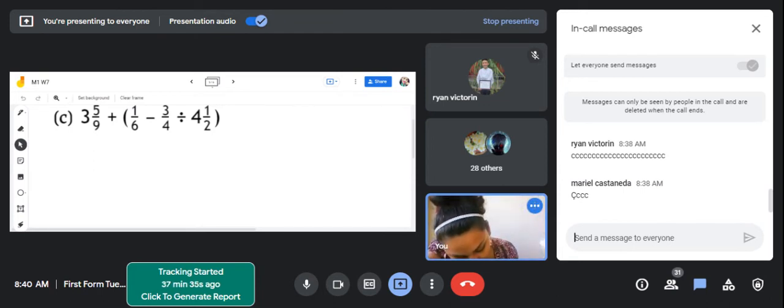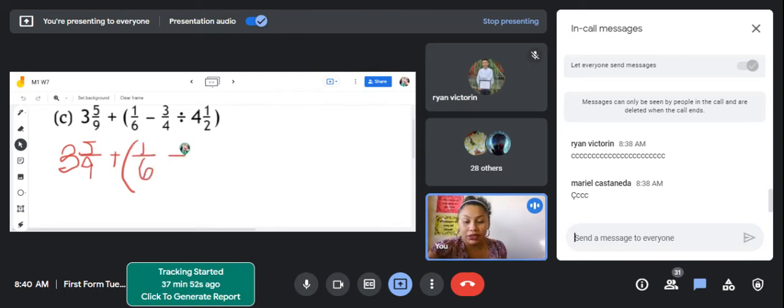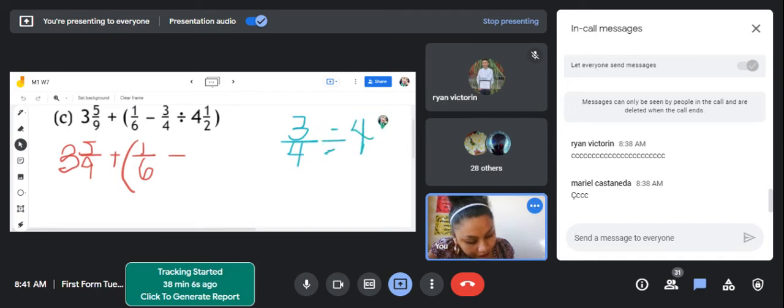I'm going to write the 3 and 5 ninths plus brackets. And I'm going to be doing the division first, right? So I'm going to write 1/6 minus, because that is going to stay the same. And what I am going to be solving is the 3/4 divided by 4.5. Right? That is what I have to solve first.